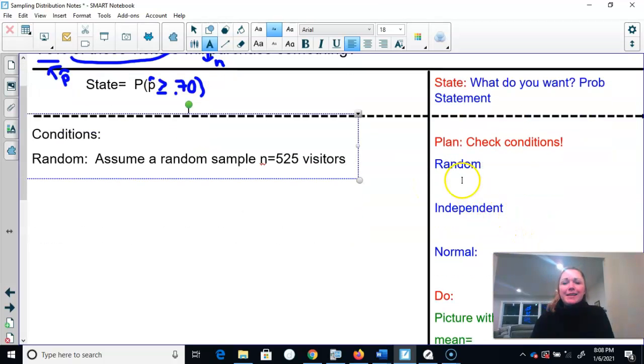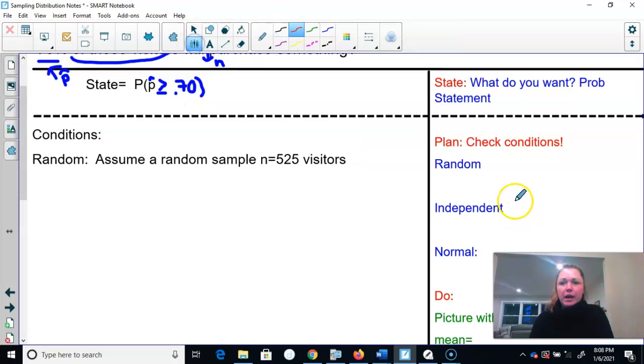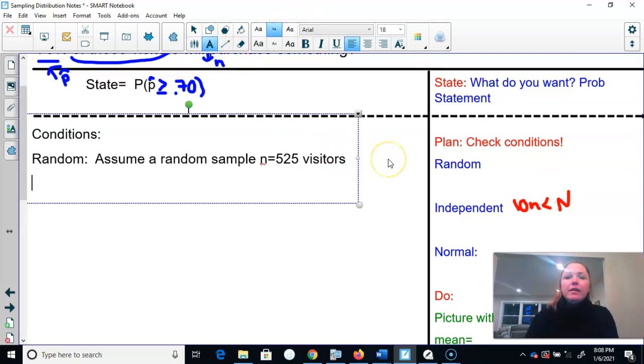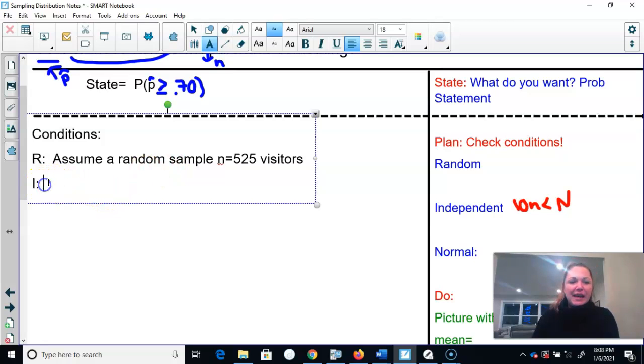Okay, independent, that's that 10% condition, okay? So 10 times lowercase n has to be less than capital N. Okay, so let's go ahead and do that now. And you don't have to put R for random, you could actually just put R. The College Board knows what you're talking about there, as do I. Okay, so we're going to take 10 times our sample size, which we just put right here, which is nice, 525, is less than, now what I'm going to do for the population, for capital N, I'm just going to take 525 off and I'm going to put all there. I'm going to substitute it for all visitors.